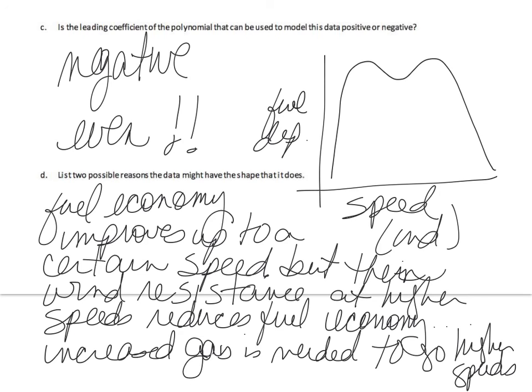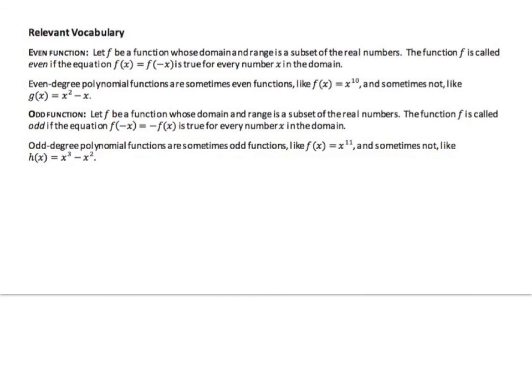I'm going to go back a slide. Done here. All right, we're done. Relevant vocabulary. Even function. Let f be a function whose domain and range is a subset of real numbers. So an even function, the function f is called even if the equation is true for every number x in the domain. Okay, we're squaring it or to the fourth, etc. So if we plugged in a negative, it would become a positive.